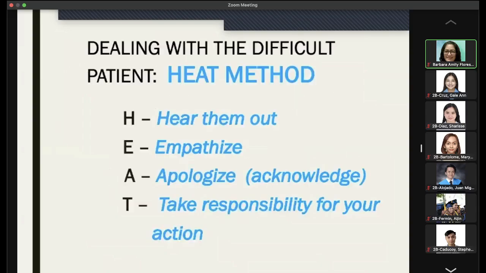And finally, we have the HEAT method. Okay, so one way of dealing with difficult patients or difficult encounters is to use your HEAT method. HEAT stands for hear them out, empathize, apologize or acknowledge, and take responsibility for your actions.